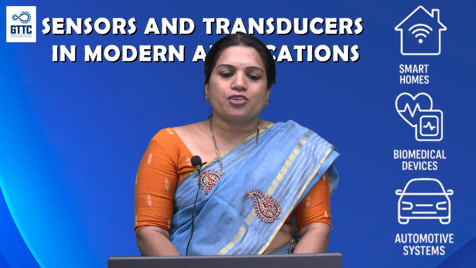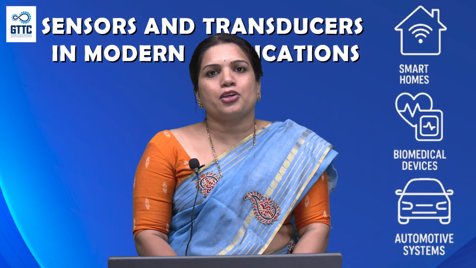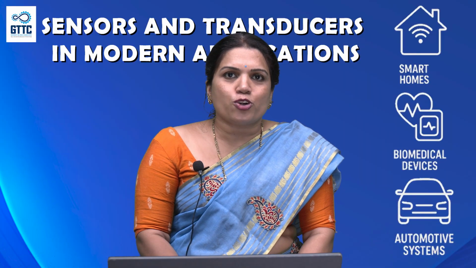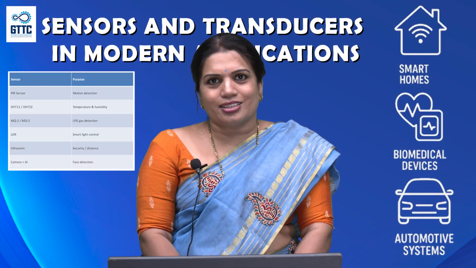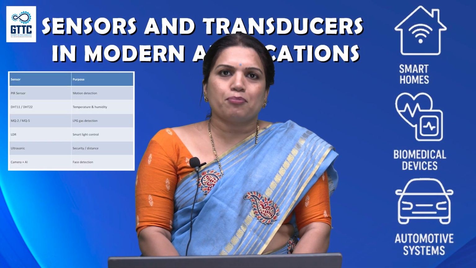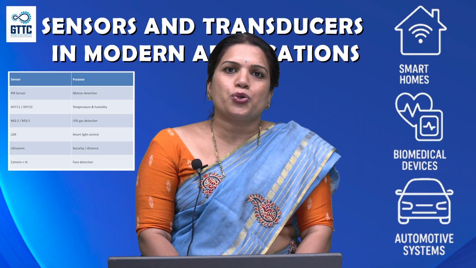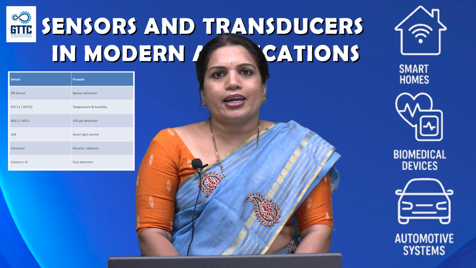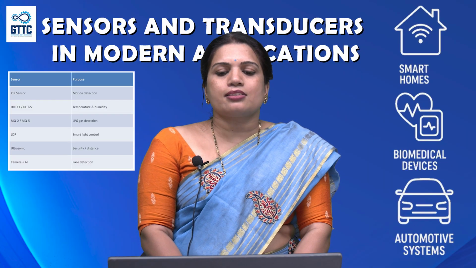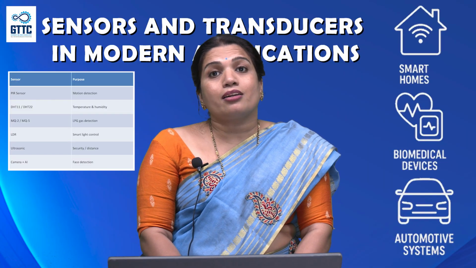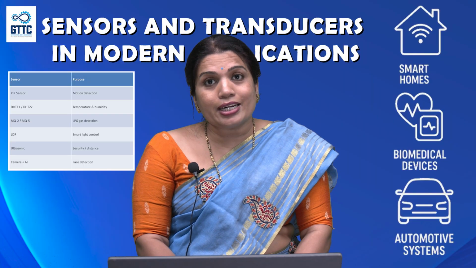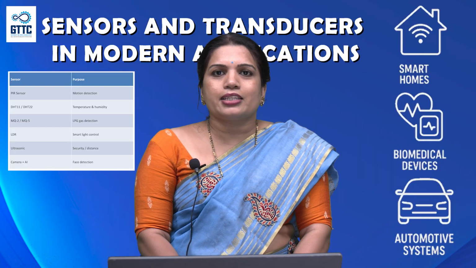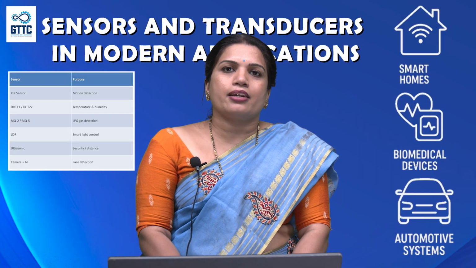DHT11 and DHT22 are the two sensors used to detect temperature and humidity, and the output is given to automatic fans and automatic air conditioners. MQ2 and MQ5 are the sensors used to detect LPG gas. LDR, light dependent resistor, is a sensor used for smart light control. Whenever you enter, the light will be on. Whenever you are going out of the room, the light will be off. That will be done by the LDR sensor.